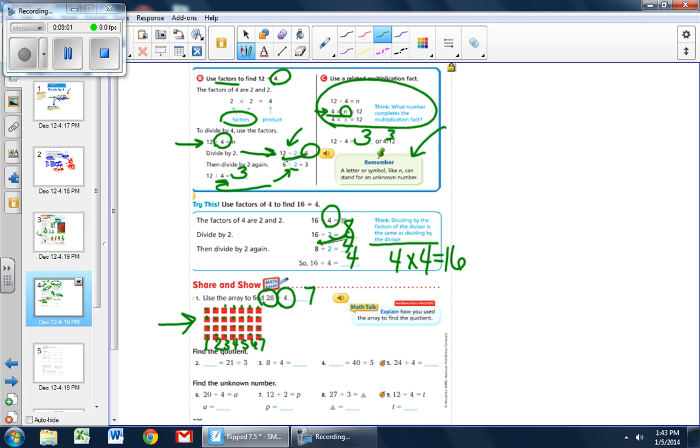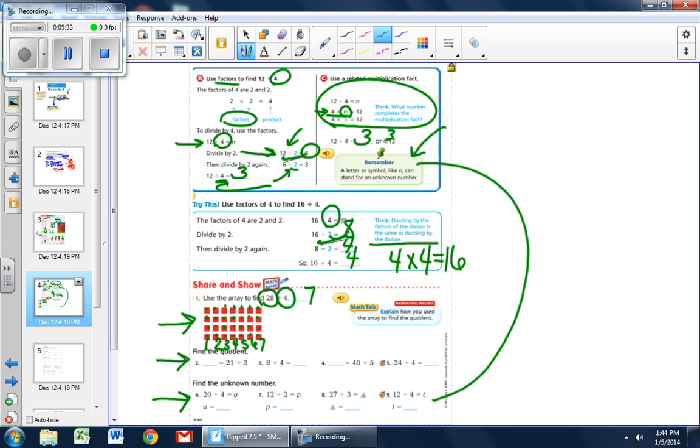Okay. I'm going to have you complete the next 2 sections on your own. You're going to find the quotient using any strategy that you want. You have to be able to explain that strategy. And then it wants you to find the unknown number, remembering what they told us up here, that the unknown number can be any type of letter or symbol. So in the first one they use A, in number 8 they use a triangle. It doesn't matter. You're just looking for that unknown number.